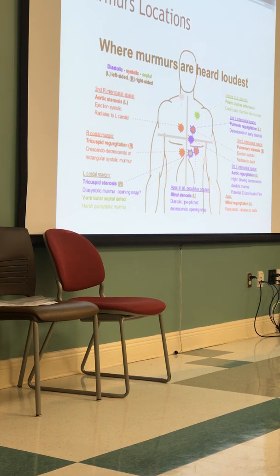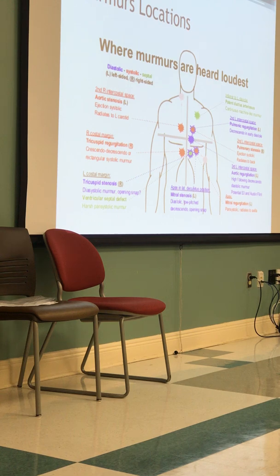Now, that's a systolic murmur. What's the next systolic murmur from the valves? Tricuspid regurg and mitral regurg. Okay? Those are the next two systolic murmurs. Pulmonary stenosis is also a systolic murmur, but you hardly ever hear that.